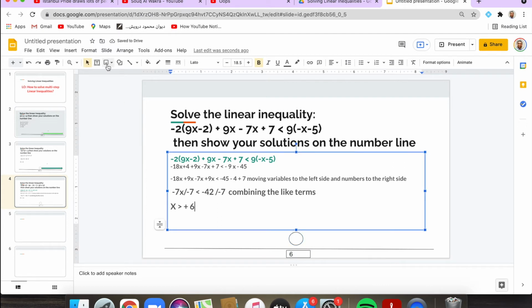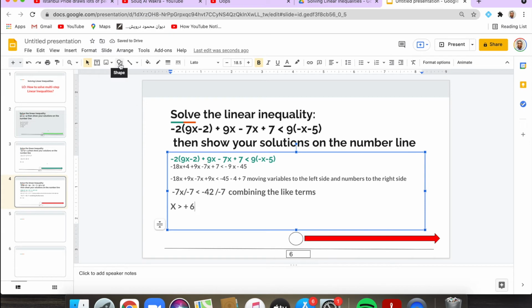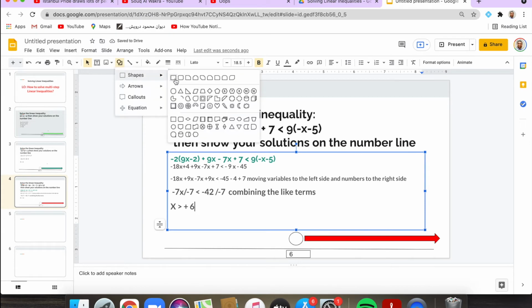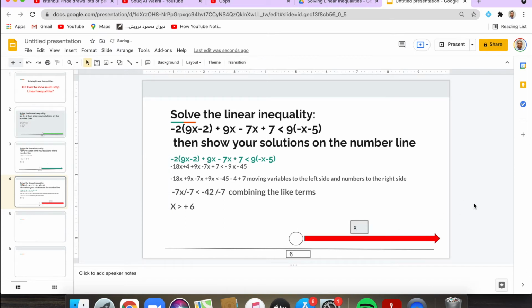Then I will draw an arrow to the right or left. Since it's greater than, the arrow should be moving to the right side, right? I will color it with red, let's say. Then write x here by saying that, hey, these are the solutions. x is greater than 6. So the teacher will understand.